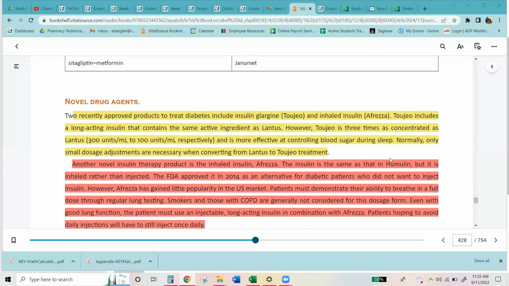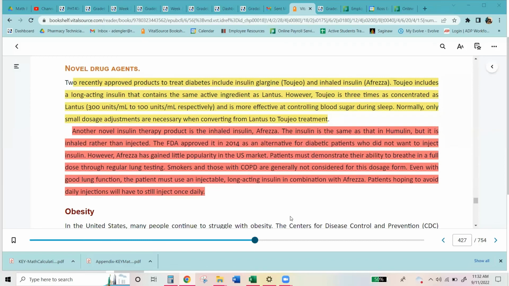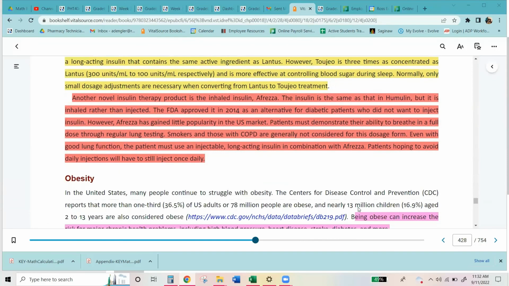Another novel insulin therapy product is the inhaled Afrezza. The insulin is the same as that in Humulin, but it is inhaled rather than injected. The FDA approved it in 2014 as an alternative for diabetic patients who do not want to inject insulin. However, it has gained little popularity in the US market. Patients must demonstrate their ability to breathe in a full dose through regular lung testing. Smokers and those with COPD are generally not considered for this dosage form. Even with good lung function, the patient must use an injectable long-acting insulin in combination with Afrezza. Patients hoping to avoid daily injections will still inject once daily.